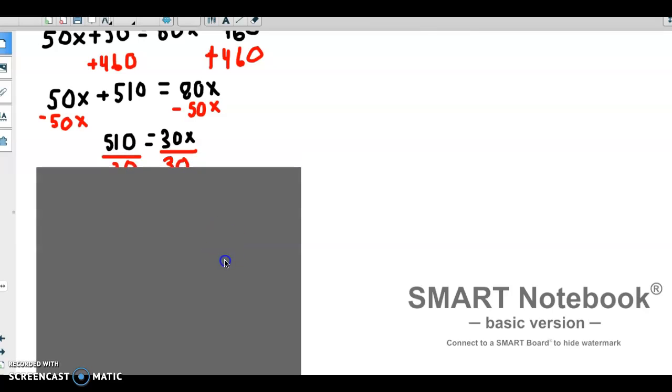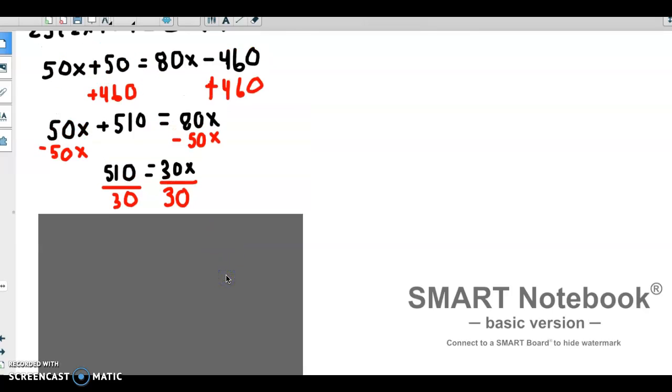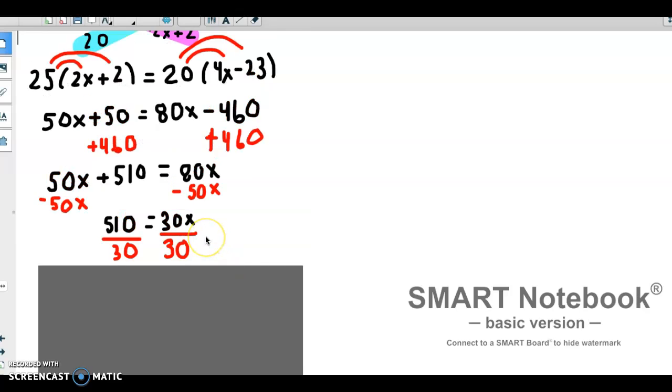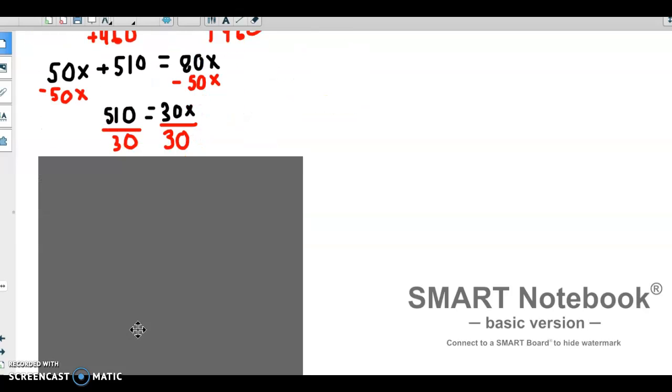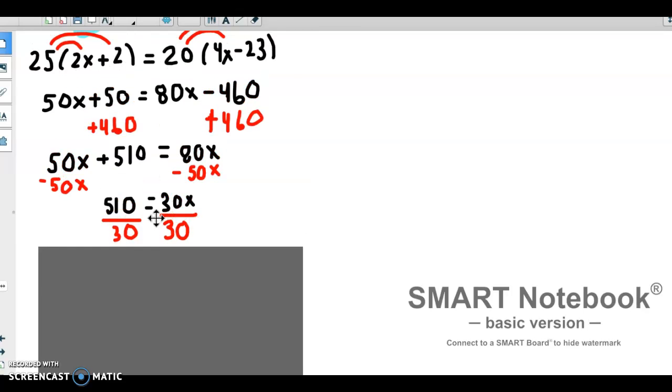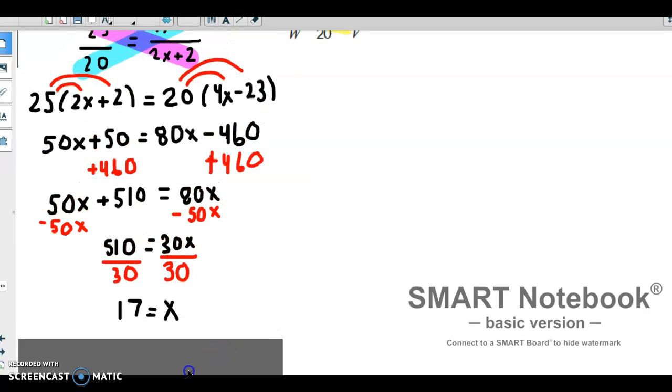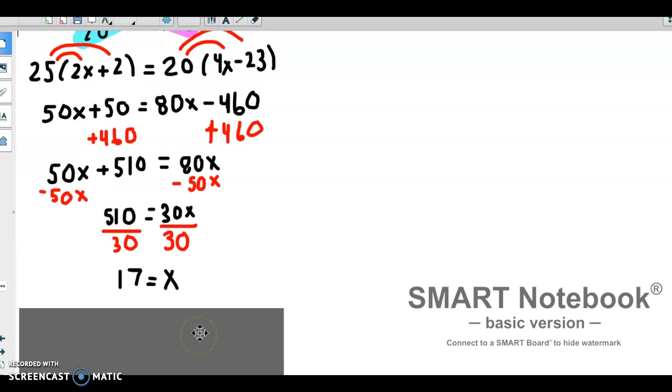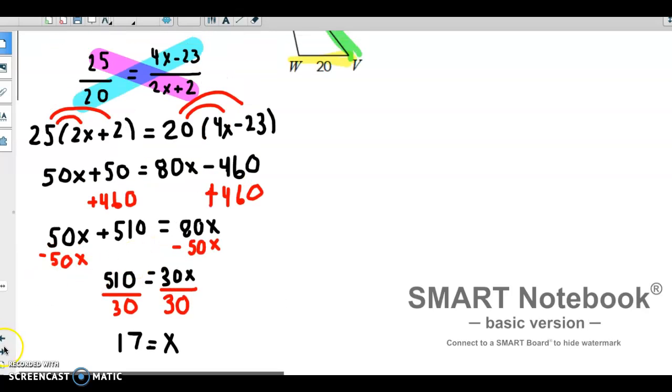And now you need to solve for x, so you're going to divide by 30 on both sides. Remember, the inverse of multiplication is division. So divide by 30 on both sides, and that will give you the value of x. So I need you to do that on your calculator now, and then click in the correct answer for x. Here we got that x was 17. You just did 510 divided by 30.